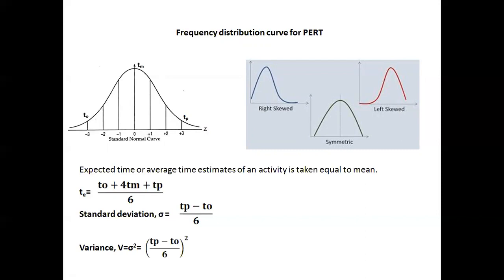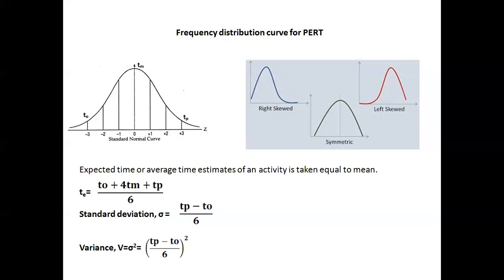If a frequency distribution curve for the activity time is plotted, it will look like the standard normal curve which has been shown here. And it is assumed that it follows a beta distribution with a unimodal point occurring at Tm.